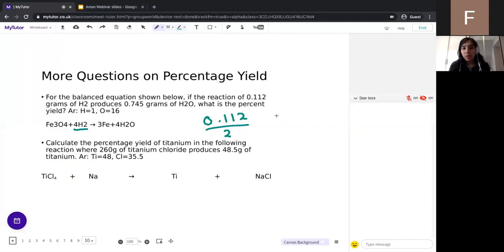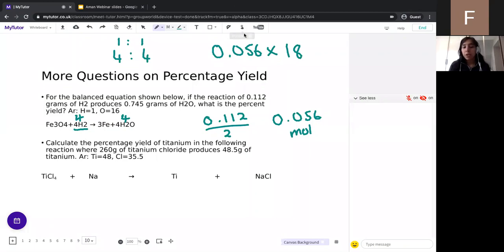0.056, excellent, well done. So there's 0.056 moles of hydrogen. If we then look at our reaction, we can see that there's a ratio of 4 hydrogens producing 4 waters. So the ratio is 4 to 4, which is equivalent to 1 to 1. So that means there are also 0.056 moles of water. So we then need to calculate the mass of water. So we do 0.056, we multiply by the MR of water, which is 1 times 2, so it's 2 hydrogens, plus 16, which is 18.